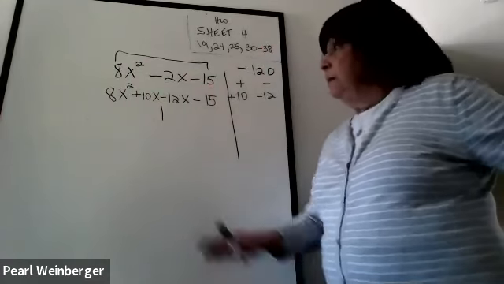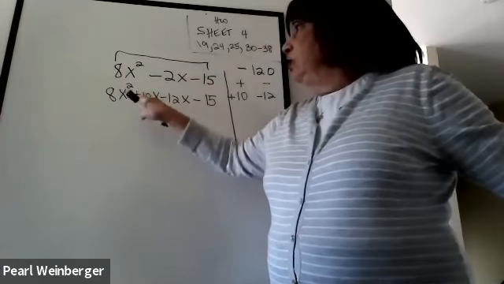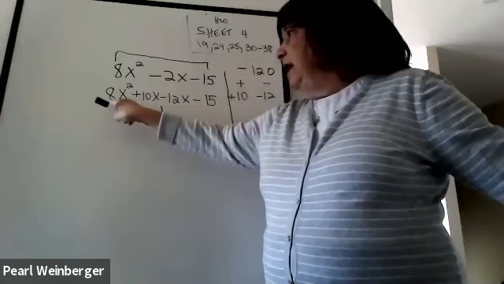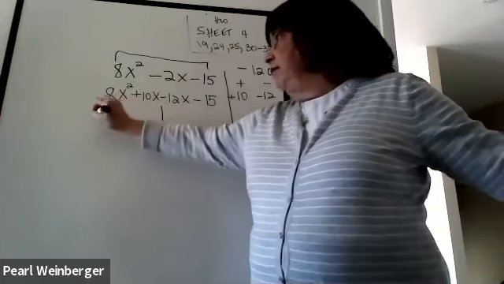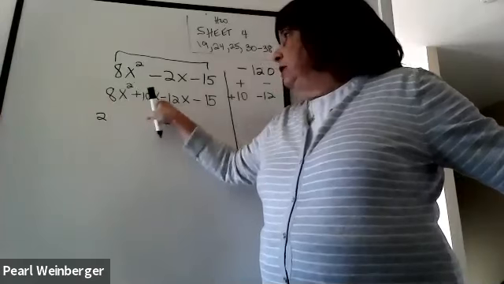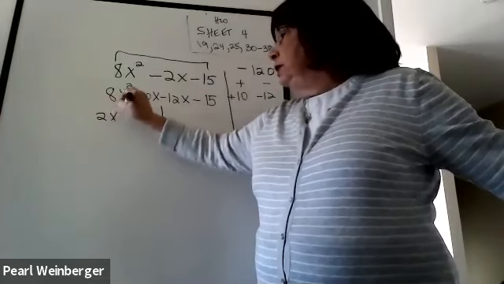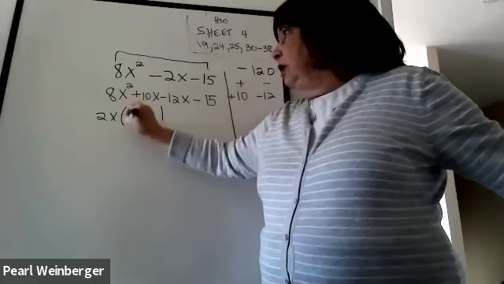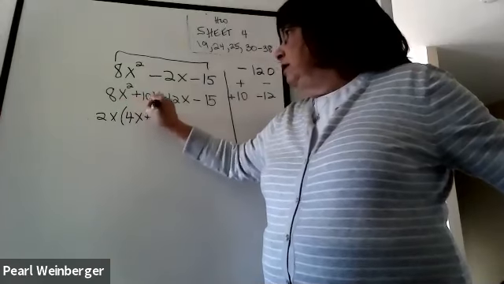grouping. My first group, 8x squared plus 10x, has a common factor. Well, 8 and 10 has a common factor of 2. x squared and x is x. So it'll be 2x times 4x plus 5.